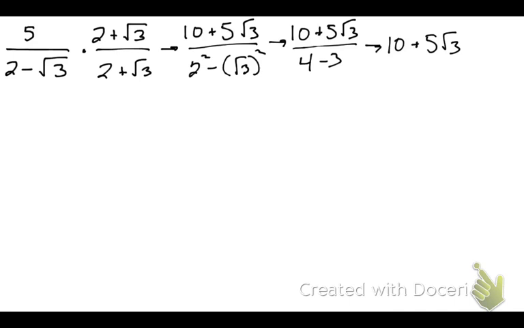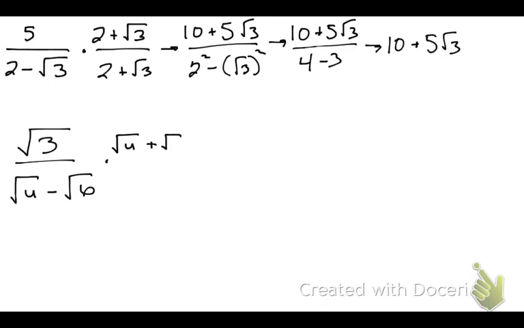Let's try root 3 over the square root of u minus the square root of 6. Now, there are a lot of square roots, but the big issue is the square root in the denominator, and they happen to be two terms. Nothing simplifies, so our only option is to multiply by the conjugate pair. In this case, the square root of u plus the square root of 6.